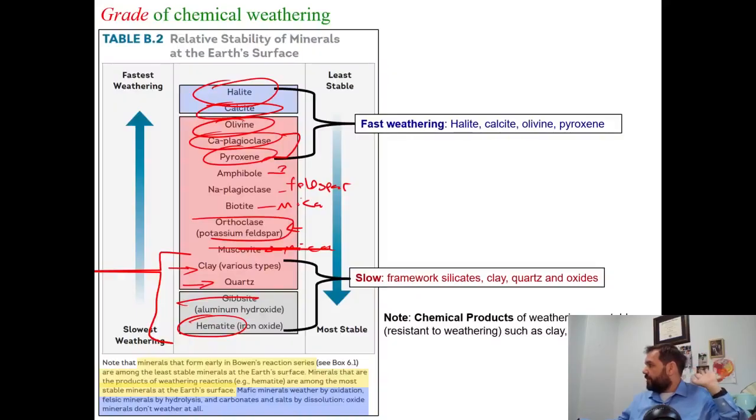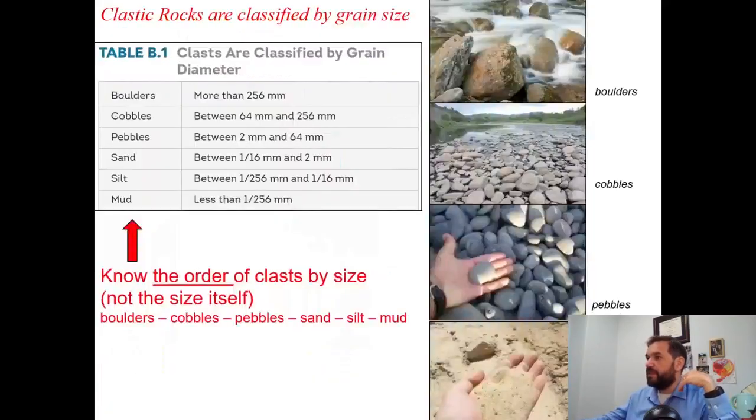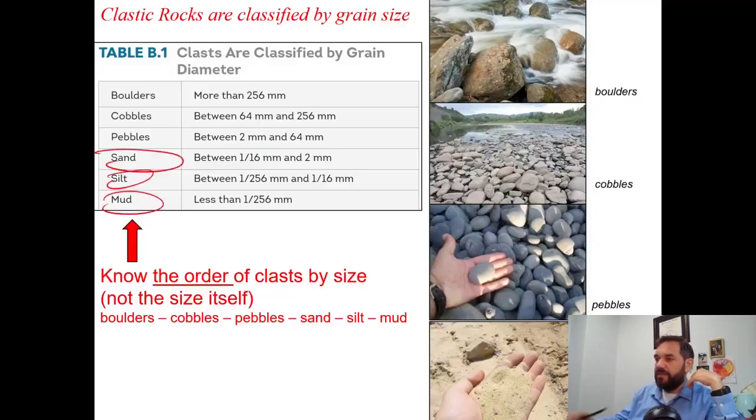You have another question there. It talks about listing out these clastic rocks by grain size. You know that we classify clastic rocks on the basis of grain size. So if I put these things here, we classify them on the basis of grain size. Boulders are the biggest, then cobbles, pebbles, sand, silt, and mud is the very smallest.